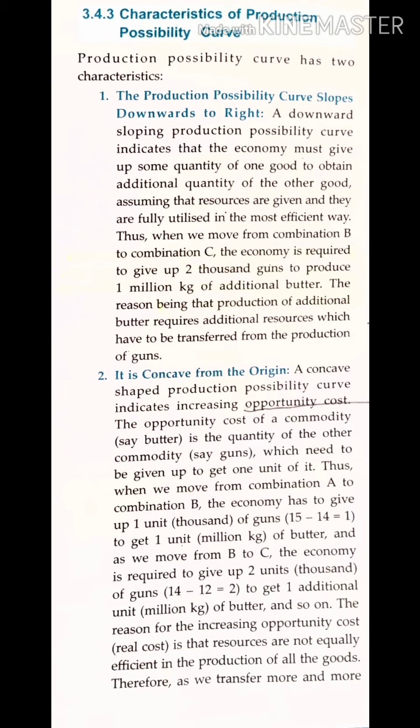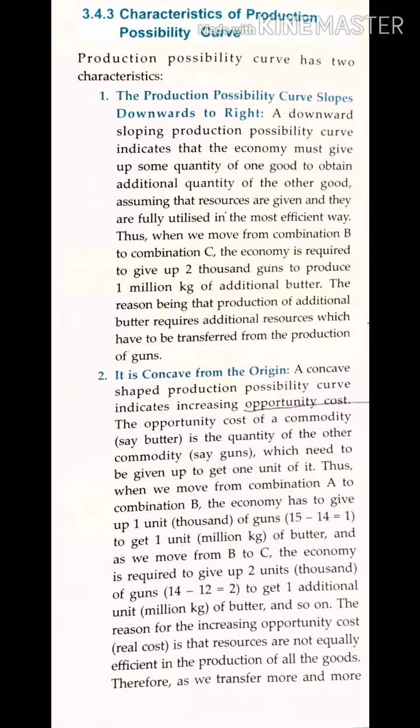The opportunity cost of a commodity, say butter, is the quantity of other commodity, say gun. That means if you are getting the opportunity to produce butter, that means you are increasing that. No doubt that is opportunity cost. That means you are sacrificing for other goods, that is guns. Okay, which need to be given up. Fine. To get 1 unit of it. Thus, when we move from combination A to B, the economy has to give up 1 unit of gun to get the 1 unit of butter. This is what it is all about, the characteristics.